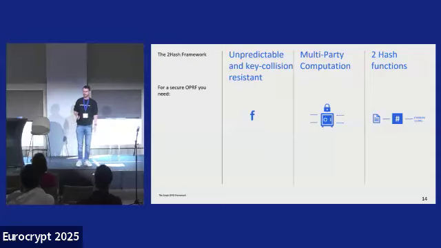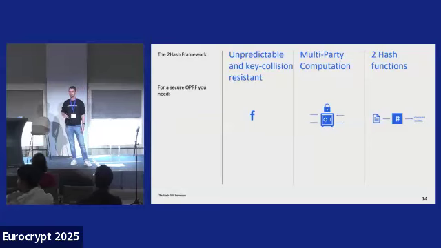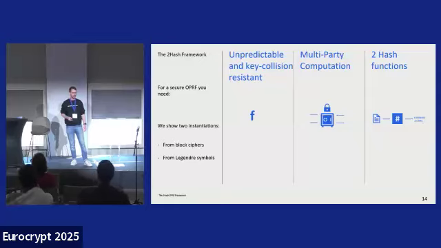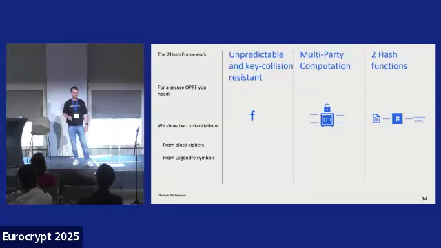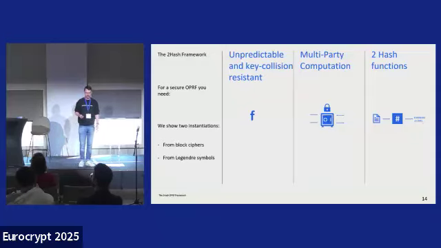Then you need somehow a multi-party computation protocol for this function f that you just analyzed, and you need 2 hash functions that you model as random oracles, and what you get is an OPRF. For this framework, we showed 2 instantiations, one from block ciphers, where the multi-party computation protocol could just be your normal garbled circuits protocol that you like. And we also showed a second instantiation from Legendre symbols, and this is the one I will focus on in this talk, because it turned out to be more efficient, and I think it's also the more interesting construction.